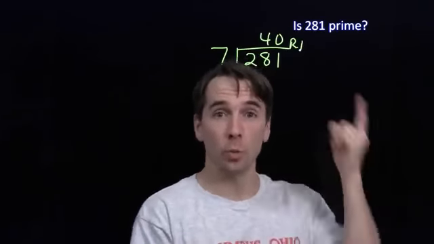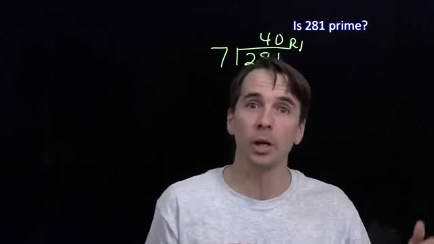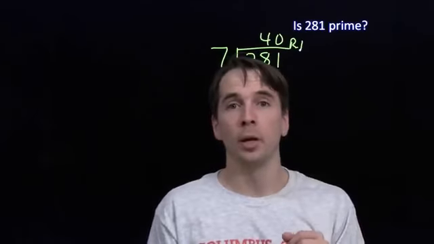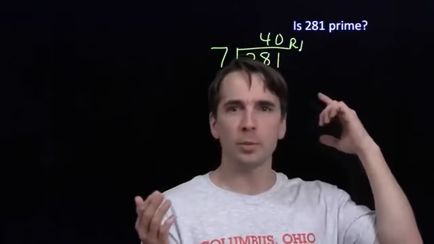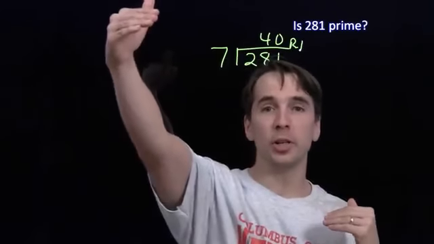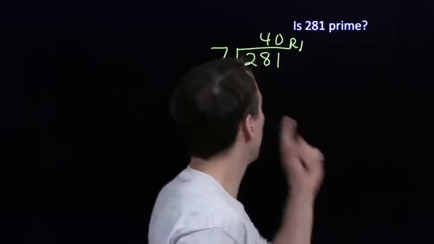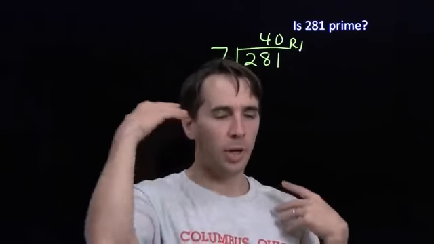If we find one that works, one that goes into 281, we can stop. That'll be a divisor of 281, and we can stop. We'll know that this isn't prime. But if we don't find any primes that go into 281 until we get up to 281, then we'll know that 281 is prime. So let's keep going. What's the next prime after 7? 9's not prime, 10's not prime.